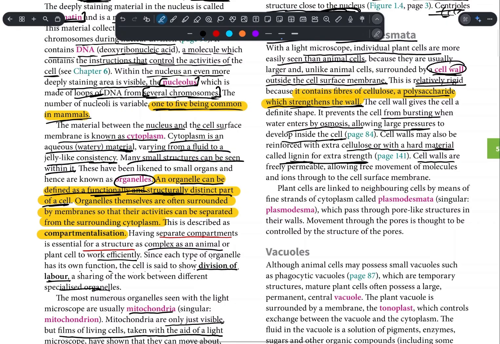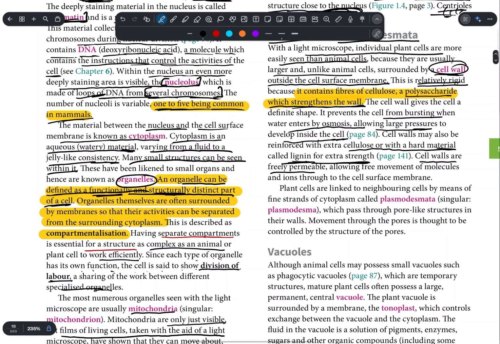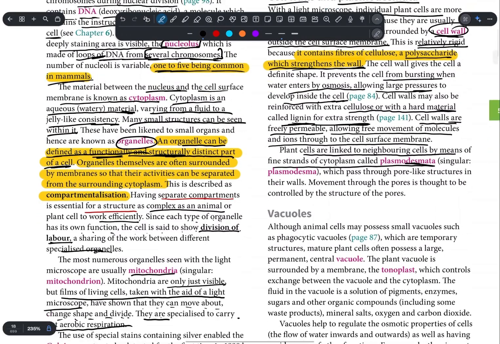Cell walls are freely permeable. On the other hand, plasma membranes are selectively permeable. Because cell walls are freely permeable, they allow the free movement of molecules and ions through to the cell surface membrane. Plant cells are linked to neighboring cells by means of fine strands of cytoplasm called plasmodesmata.